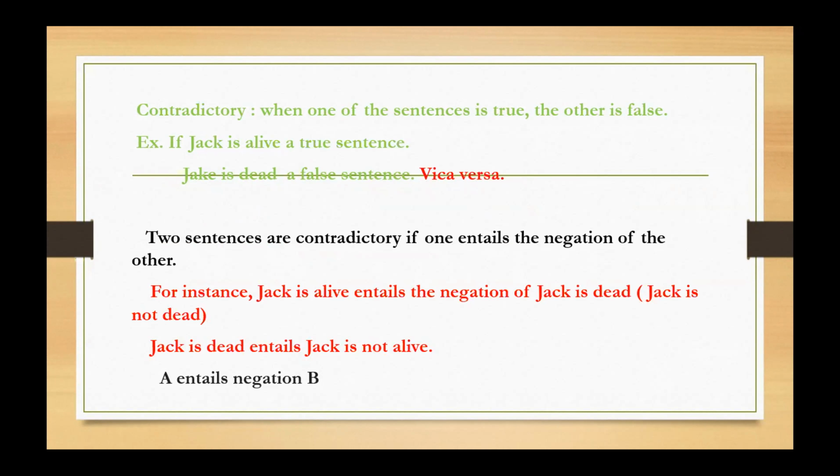If we want to entail the contradictory sentences, we can say the first sentence entails the negation of the other sentence. For instance, Jack is alive entails the negation of Jack is dead. Jack is alive entails Jack is not dead. And Jack is dead entails Jack is not alive. So A entails the negation of B. Because you can't be alive and dead at the same time.